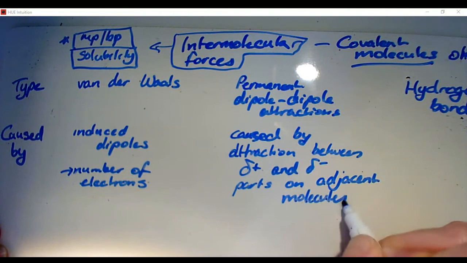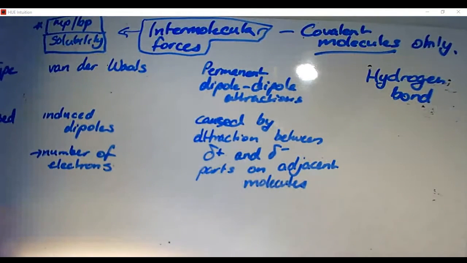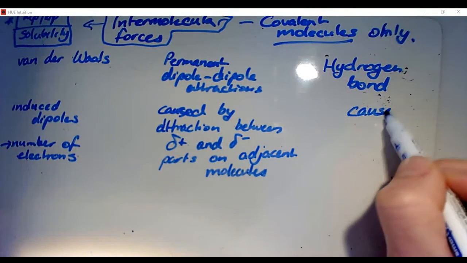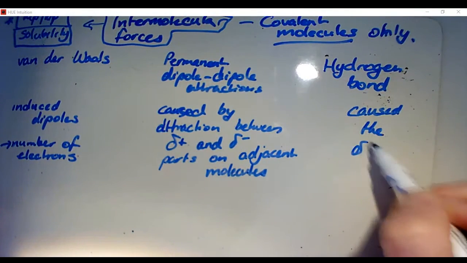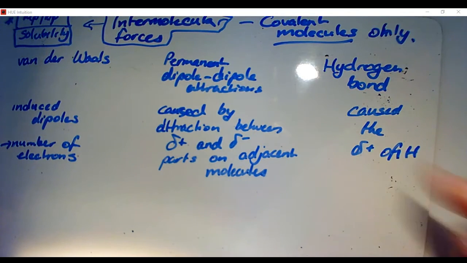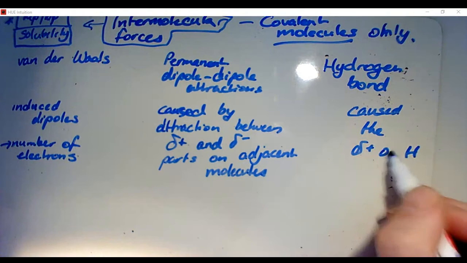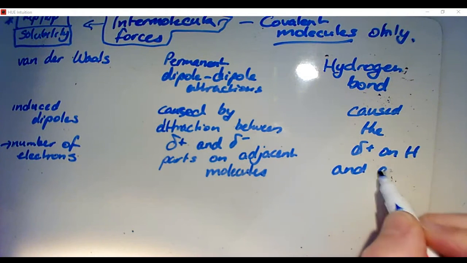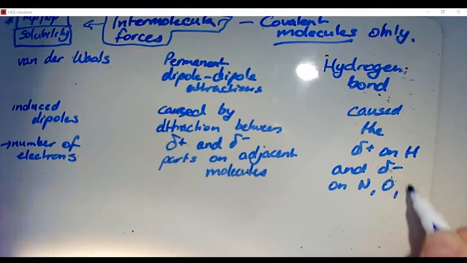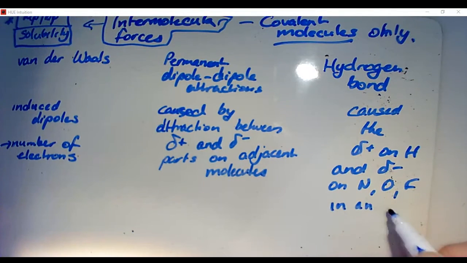Okay, so they have to be between molecules, right? And hydrogen bonding is also caused by the same thing: the delta plus of hydrogen and the delta minus on nitrogen, oxygen, or fluorine in an adjacent molecule. Pretty much.